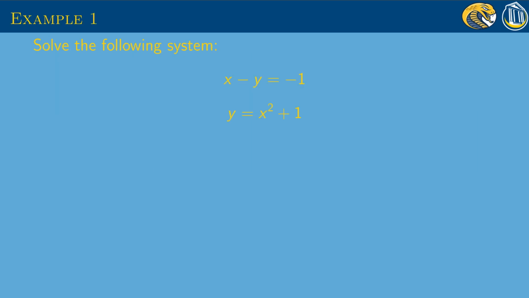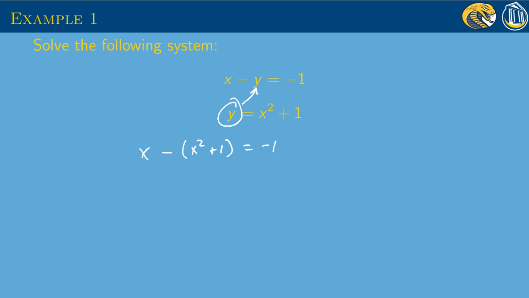Say we want to solve this system of equations, x minus y equals -1, and y equals x squared plus 1. Although we could graph these if we want, we could see that one of them is a straight line, the other one is a parabola. Instead, we can use the technique of substitution, where we know that y is equal to x squared plus 1, and so we could plug that into the y of our other equation. That gives us a slightly messier equation, x minus the whole thing, x squared plus 1, equals -1.